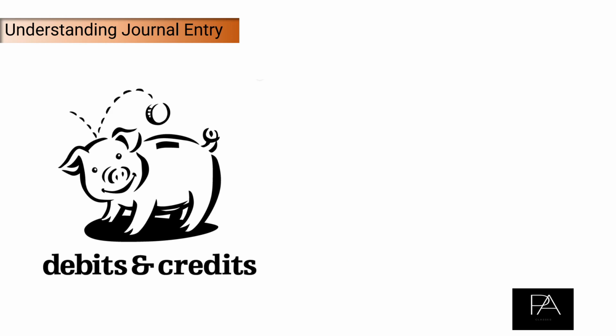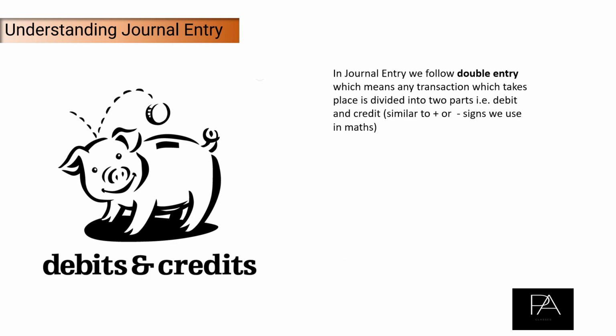Coming to the next one, which is understanding the journal entry. Journal entry is made up of two parts. What are those two parts? They are debits and credits. So in journal entry, we follow the double entry system. It means any transaction which takes place is divided into two parts.